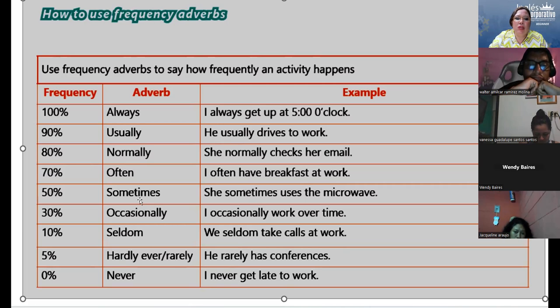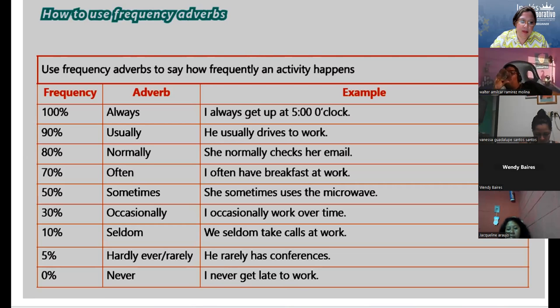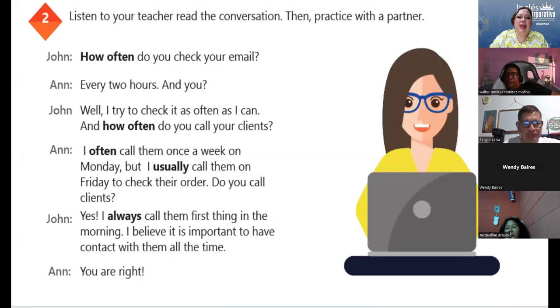Raramente. Todos estos que llevan ly, estamos agregándole con ese ly el significado de mente, ¿verdad? ¿Estamos bien hasta ahí? Yes. Okay, then, let's have this conversation.